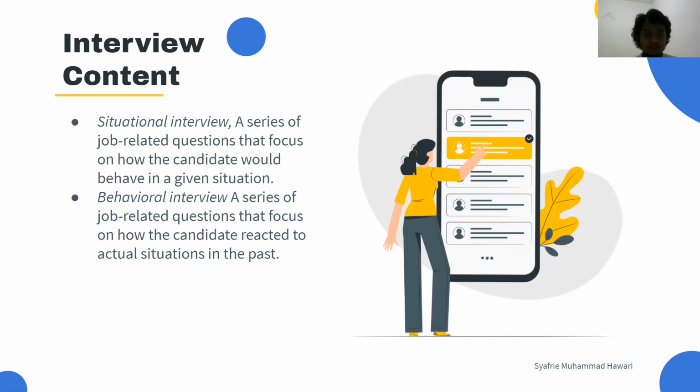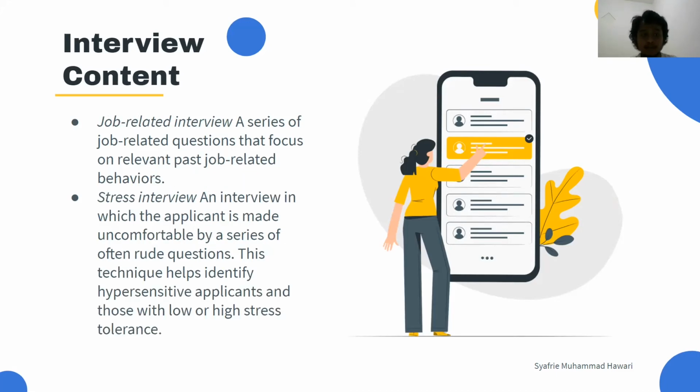Now let's talk about the interview content. First, there is the situational interview, a series of job-related questions that focus on how the candidate will behave in a given situation. Then there's also the behavioral interview, a series of job-related questions that focus on how the candidate reacted to actual situations in the past. And the third one is the job-related interview, a series of job-related questions that focus on relevant past job-related behaviors.